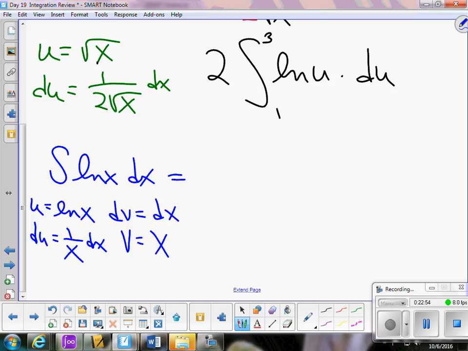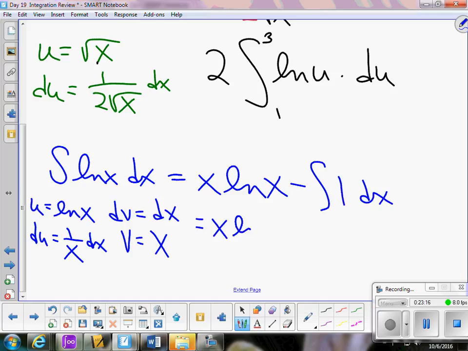So now we can put it all together. We have the integral of u dv, the ln of x. So x ln of x minus the antiderivative of v du. x times 1 over x is 1. We know what the antiderivative of 1 is with respect to x. Just x.